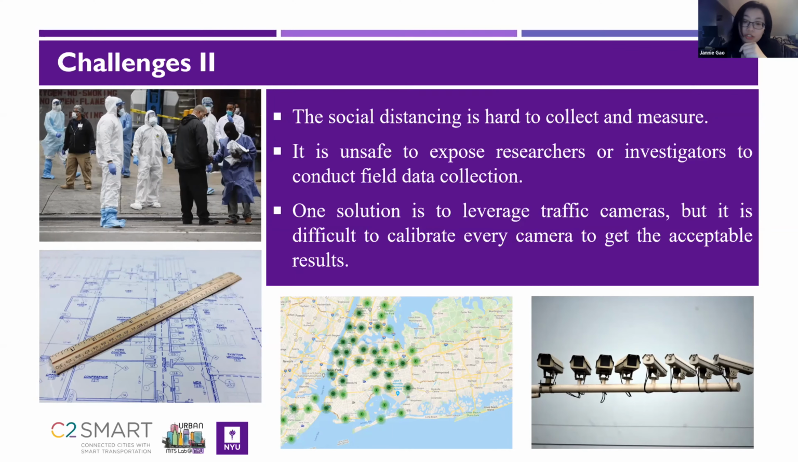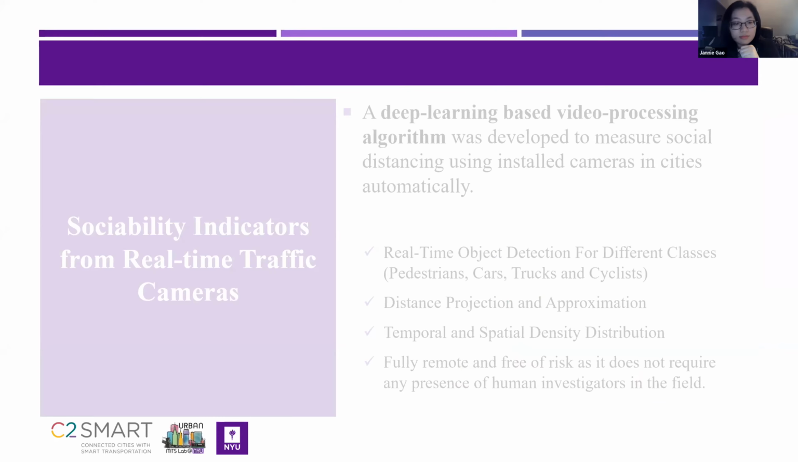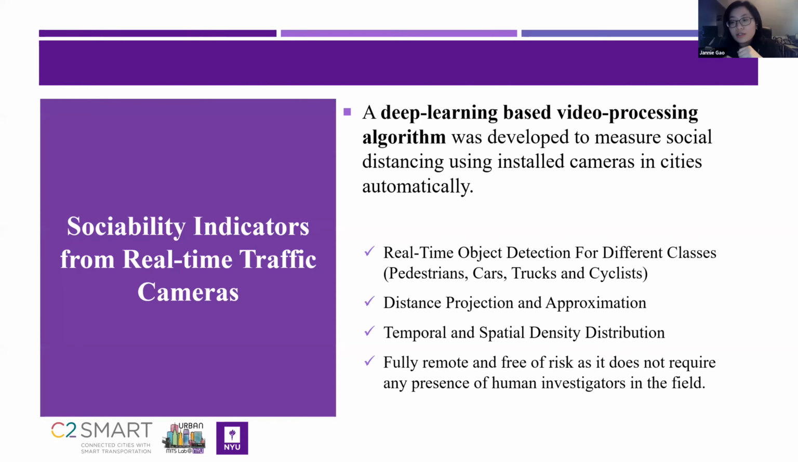But new challenges also come up in that each camera may have a different angle and they move around. So it might be difficult to calibrate every camera to get acceptable results. So based on all these complications, we came up with a deep learning based video processing algorithm, or we can call it a computer vision based algorithm, that can help us to measure the social distancing using all these installed cameras.